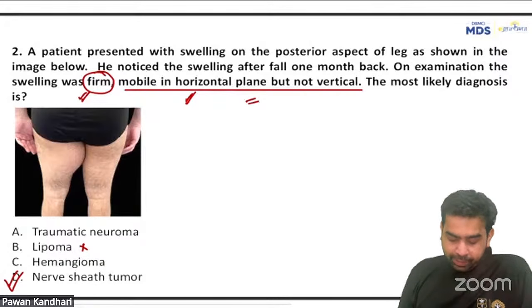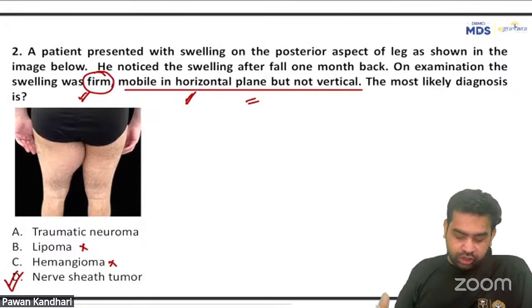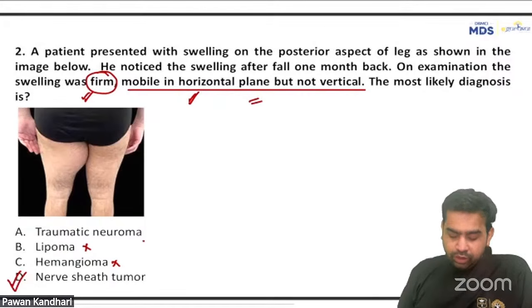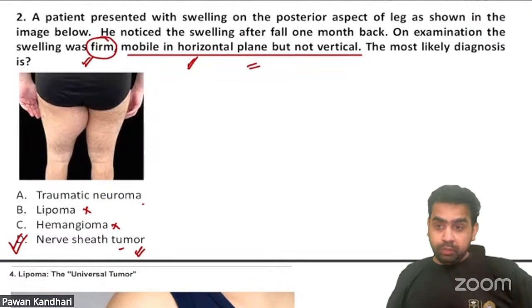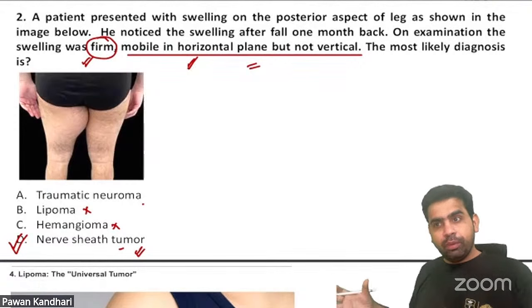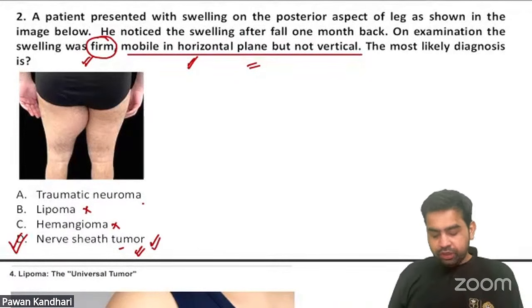Now coming to the hemangioma, it's not a hemangioma because it is a subcutaneous swelling. Again, I teach this in my sessions. Traumatic neuroma, and nerve sheath tumor. So the answer is the nerve sheath tumor. Traumatic neuroma basically occurs at the end and it is slightly painful. So that's a different story. Here, I would go ahead with the nerve sheath tumor.